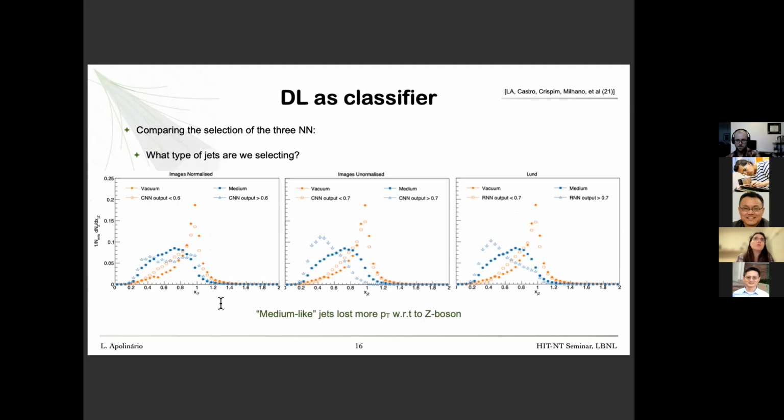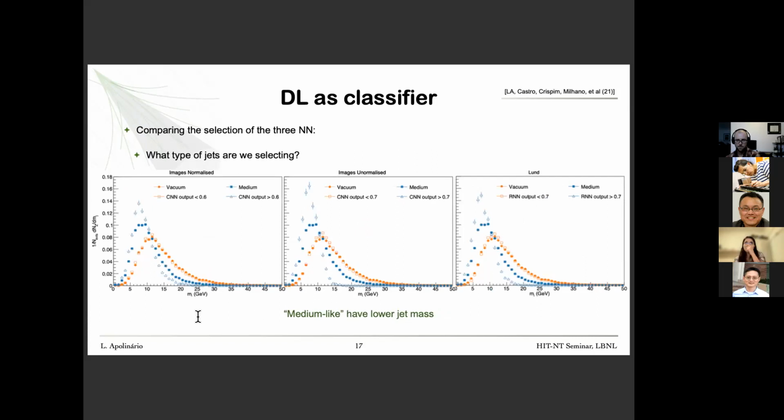So we know that the Monte Carlo truth will have a mixture of these two classes of jets. We tried to understand more what were the features that the neural network was selecting, and we looked also at the jet mass. Again, we see that the medium-like jets across all three architectures give a very low jet mass with respect to the Monte Carlo truth. Here, I forgot to mention that the vacuum reference yields more or less similar behavior as the vacuum-like jets.